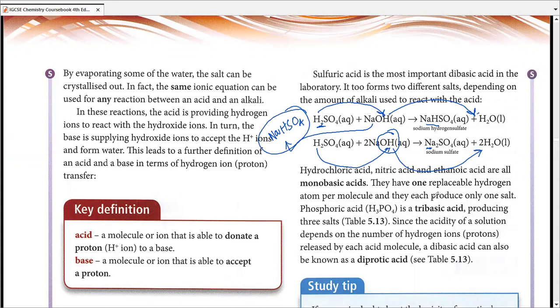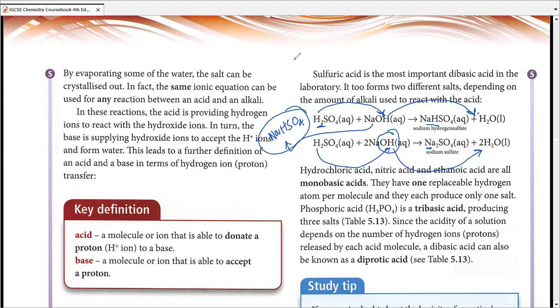Again, in the past papers, you have been asked this question just once, and they ask you to write the equations for carbonic acid and phosphoric acid. So will you be able to write the equations for carbonic acid or phosphoric acid, or should I write them for you? There you can write for the phosphoric acid.